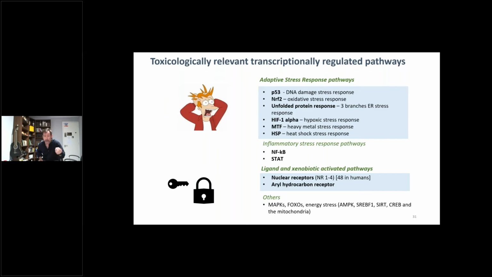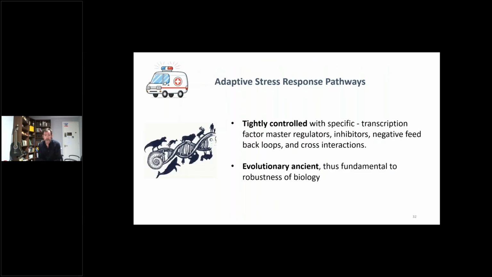And not just a drug, sorry, it could be an environmental pollutant. And then we have lots of other pathways that I won't go into. So these adaptive stress response pathways are tightly controlled. They have specific transcription factor regulators, inhibitors, they have negative feedback loops, and they cross-interact with each other. And as I said, they're evolutionary ancient.